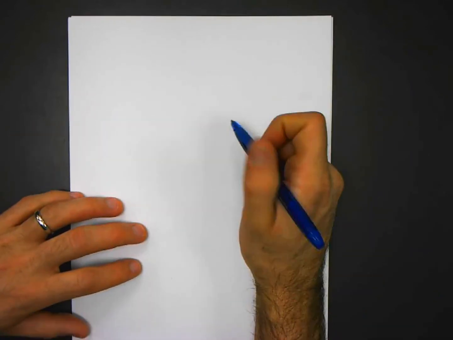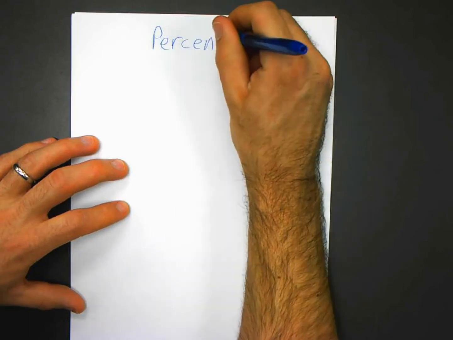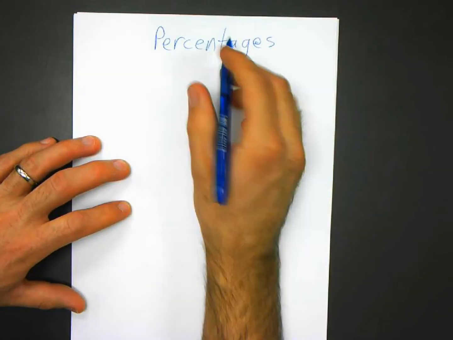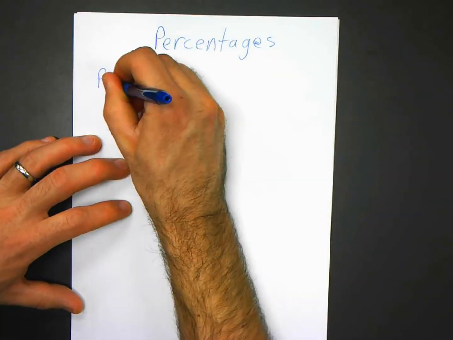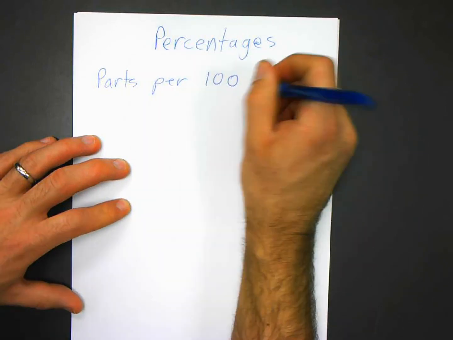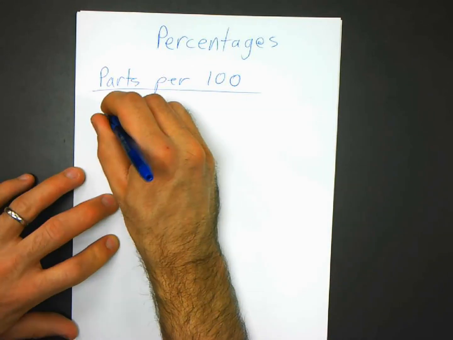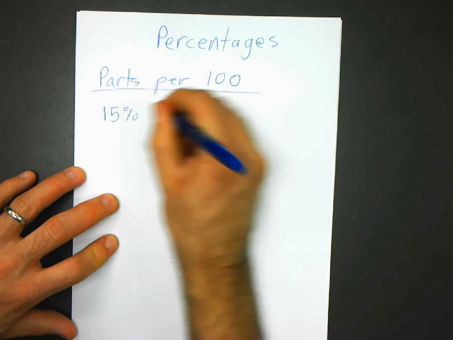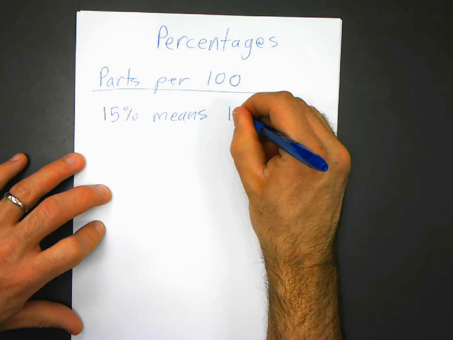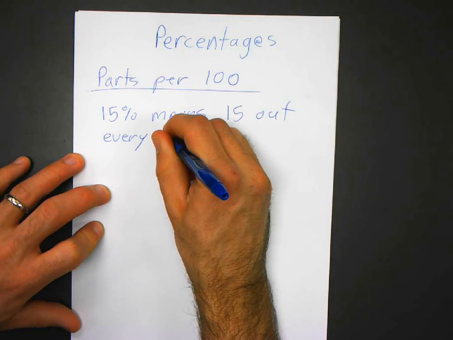Today we're going to be looking at percentages and specifically taxes. So percentage means parts per 100. So for example, this would be like 15%, which means 15 out of every 100.